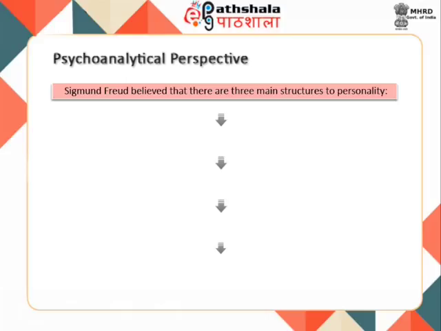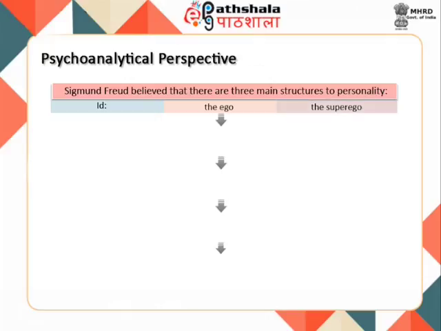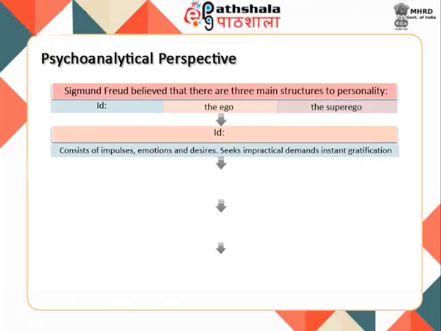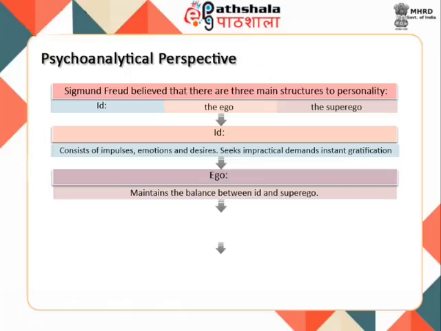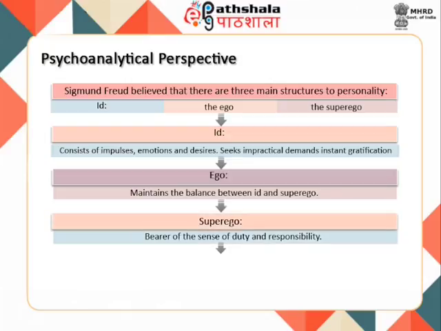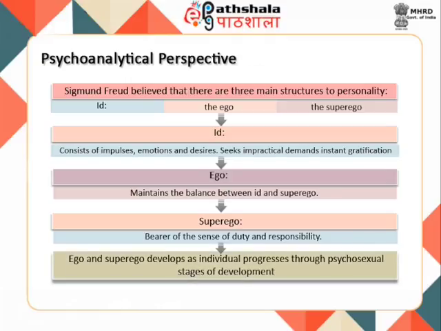Freud believed that there are three main structures of personality, that is, id, ego, and superego. The id consists of impulses, emotions, and desires. Its demands are impractical, and it demands instant gratification of its desires. To keep the id in check, the ego develops. The ego is the practical aspect of the personality and mediates between the desires of the id and reality. The superego is the final structure of the personality, and it is the bearer of the sense of duty and responsibility. Ego and superego develop as the individual progresses through psychosexual stages of development.